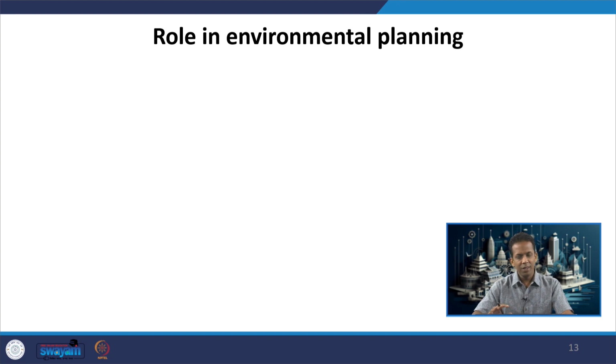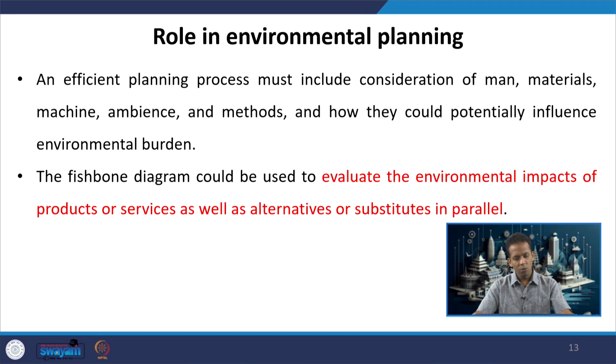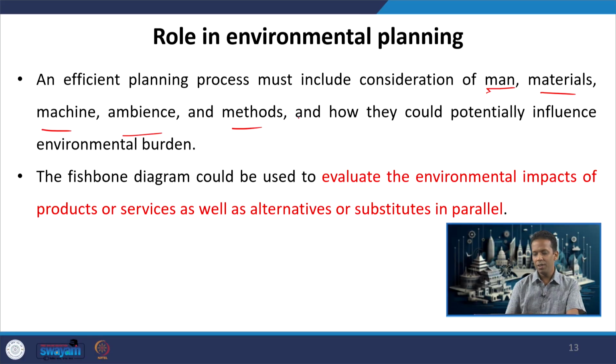Now, those are different examples of the fishbone diagram, and how we can use it in environmental planning. In environmental planning or any efficient planning, we will be considering the constraints or resources available to us, and those would include man, materials, machine, ambience, methods, and how they are going to influence that particular environmental burden or issue. When we have to consider these many factors, these factors can be a very good category for a cause effect diagram. So, the fishbone diagram can be used to evaluate the environmental impacts also.